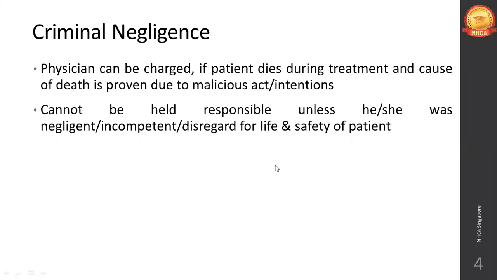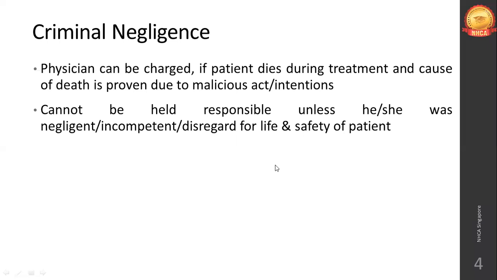A person who has done BHMS, an Ayurveda specialist, doing a general anesthesia based surgery, that is incompetency. Disregard: if the doctor's actions or acts deliberately showed that they had utter disregard for the patient's life and safety, under such circumstances also a doctor can be held responsible.